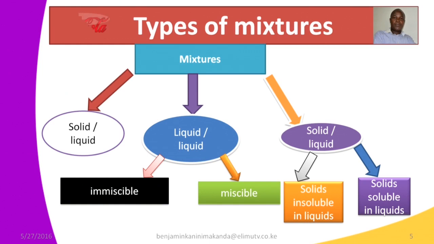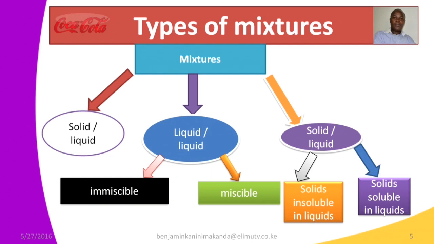So, looking at the entire flowchart, you realize that mixtures can be subdivided into three components. We have solid, liquid, solid liquid. Then liquid can further be divided into immiscible and miscible liquids. Solid liquid can take a form of solids insoluble in liquids or solids soluble in liquids. So this one gives us a summary of how mixtures can be categorized or classified.